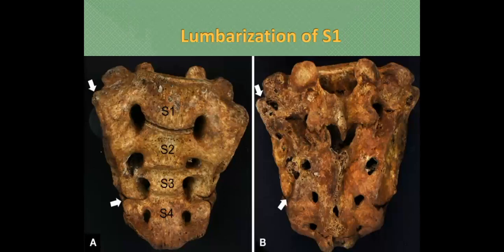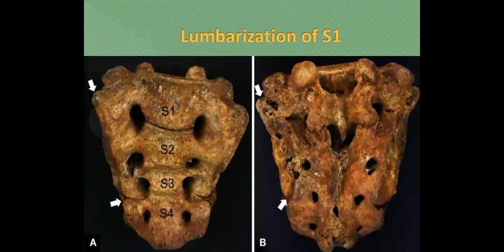So this is, again, another picture which is showing lumbarization of the S1. We can see the anterior aspect of the sacrum, which is seen in the left side corner of picture A. We can see S1, S2, S3 and S4.